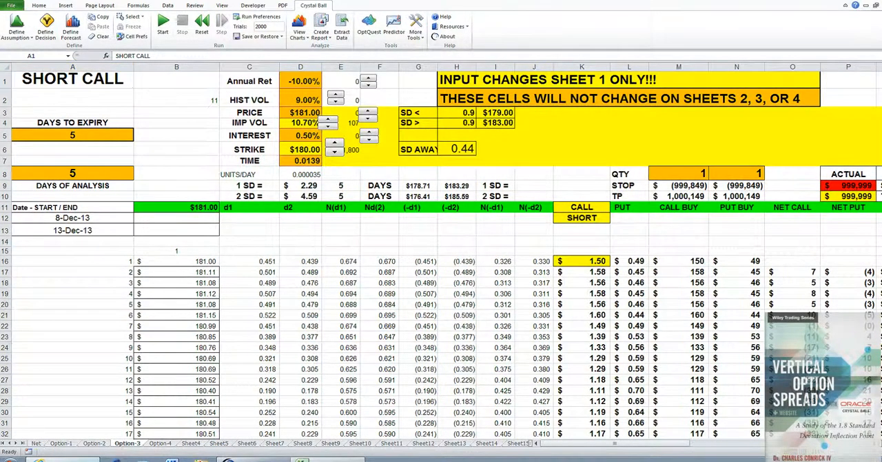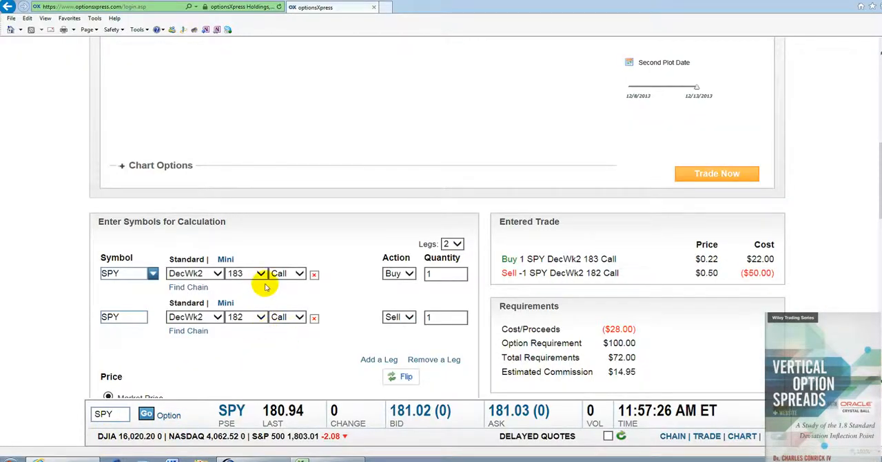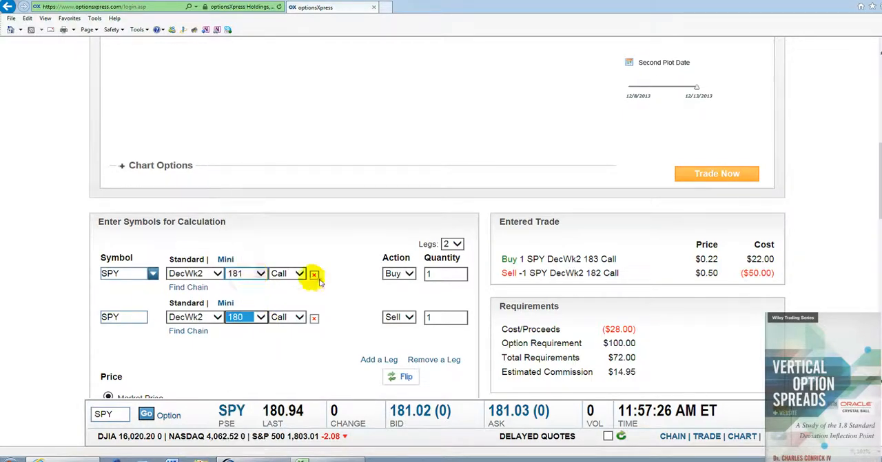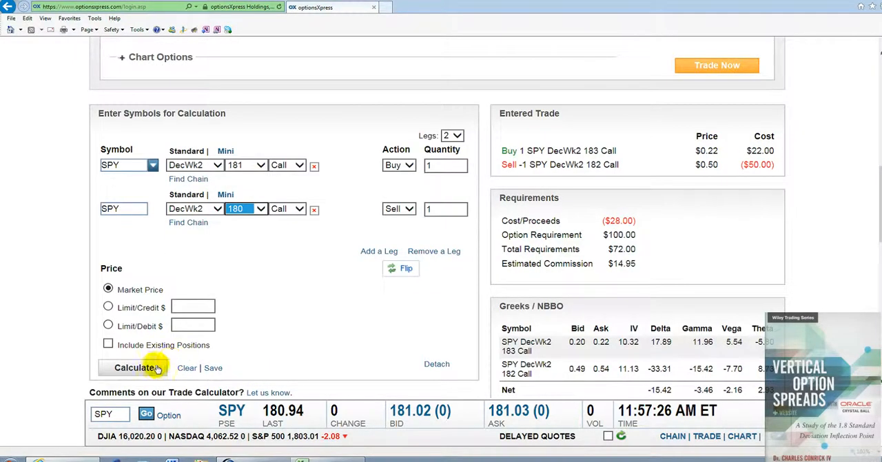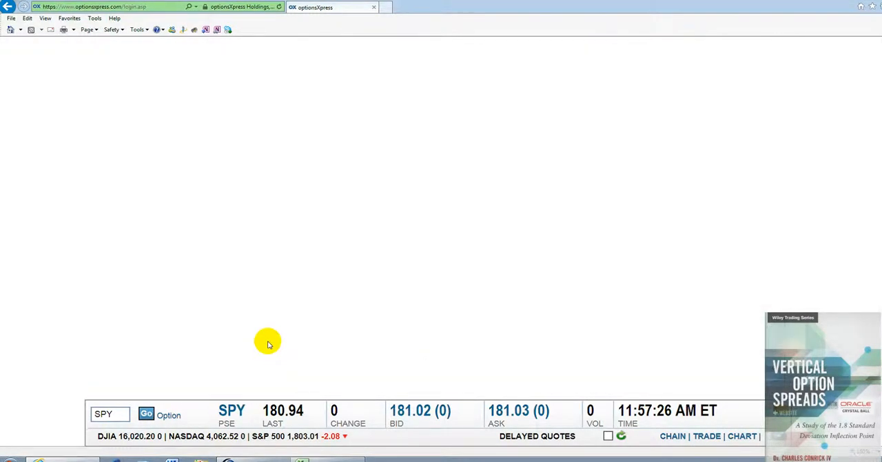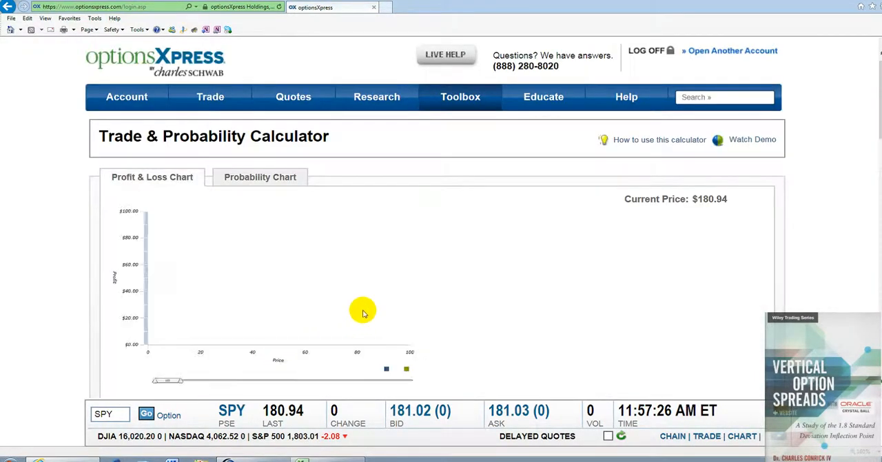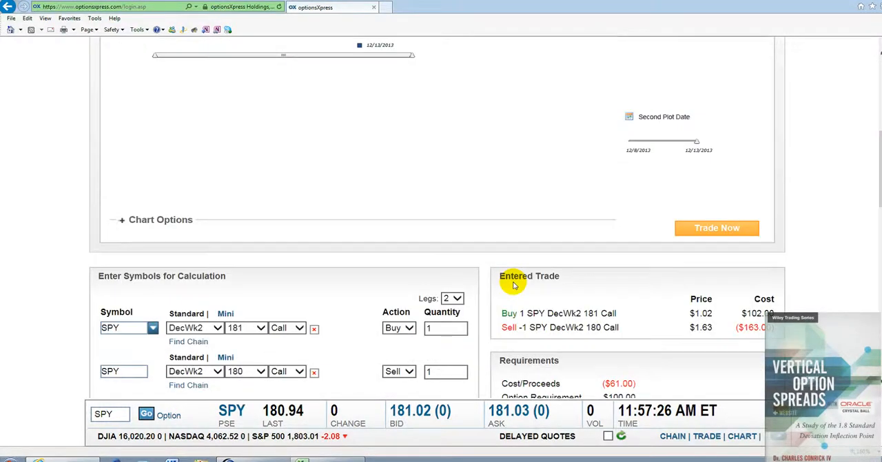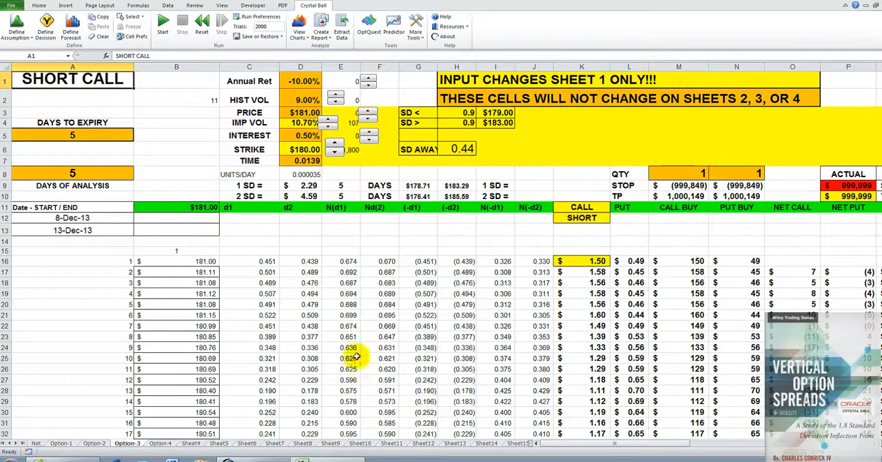So I'm going to go to the Options Express sheet and change these. On the long call, I want right at 181. And on the short call, we'll go at 180. And recalculate it. You might have to watch this tape a couple of times. You can always pause it. I know I'm going fast. Yeah, I kind of like this trade better. And I'm going to have to change the prices, $1.02 and $1.63. Let's see if I can remember that.